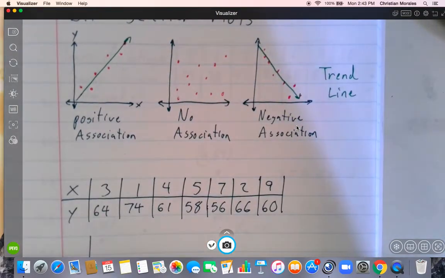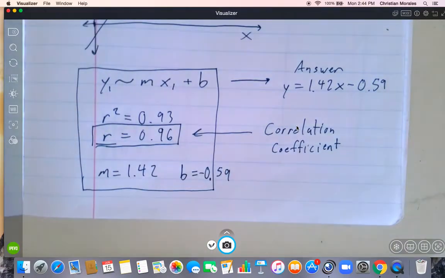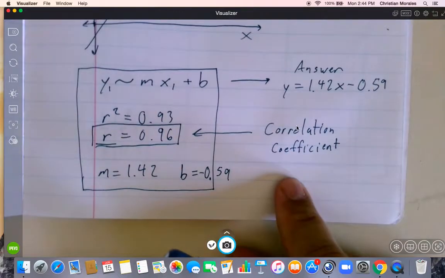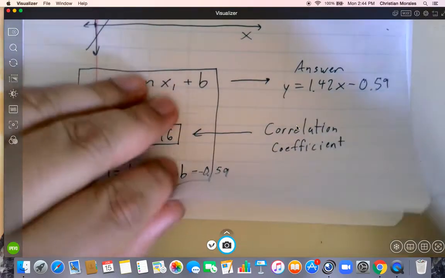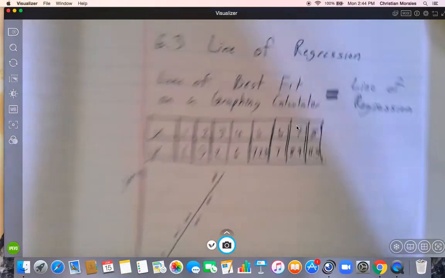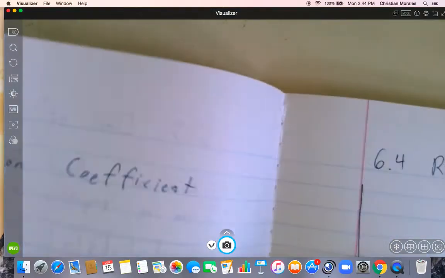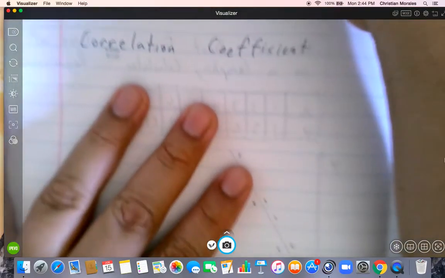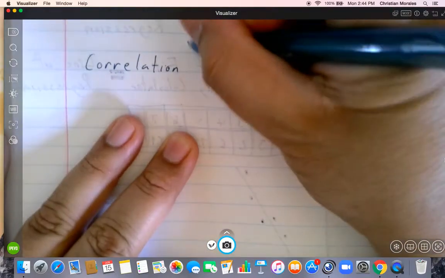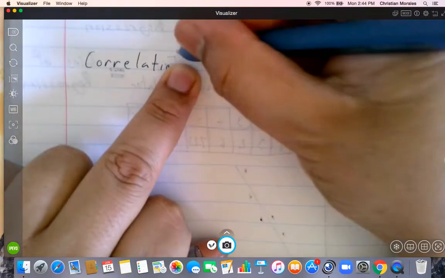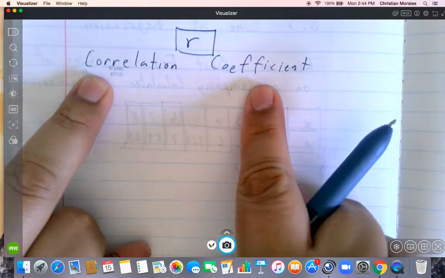And the answer is no. You can actually give it a number. There's a number to talk about how close that line is interpreting the data. And that's what the correlation coefficient does. So we have to talk about this. Usually in the calculator, it's labeled as R. Okay, so whenever you see R, we're talking about the correlation coefficient.